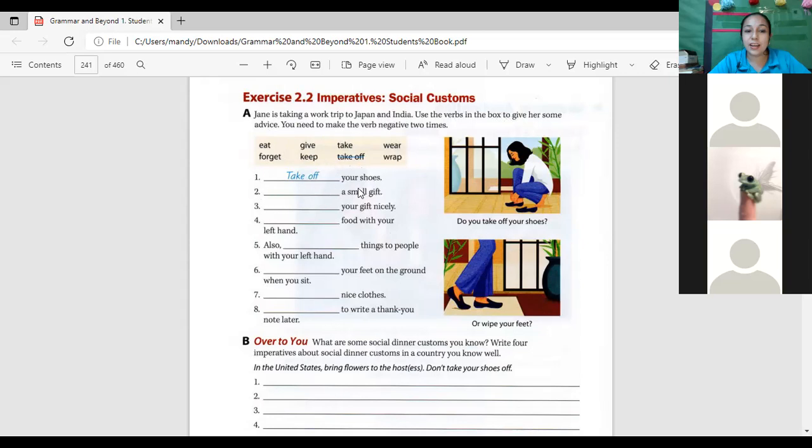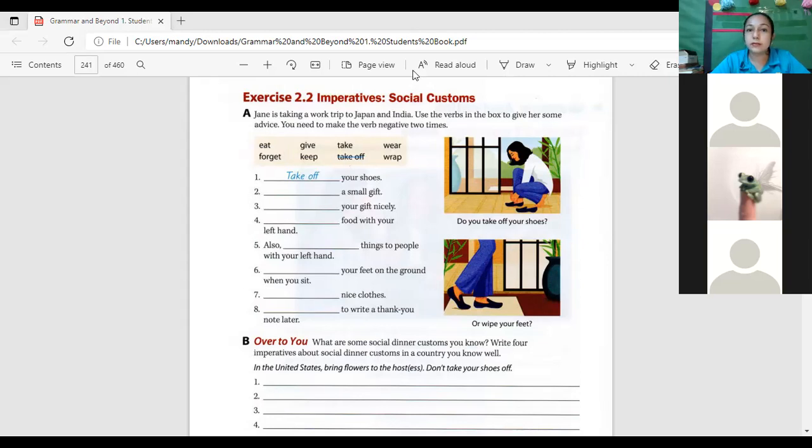Number one, take off your shoes. So this one is interesting. Do you take off your shoes? Yeah, okay. Number two, a small gift. What do you think in that case? A small gift. What is the verb? Okay, give a small gift. Yeah, it's possible.